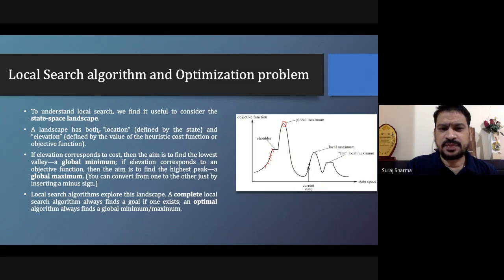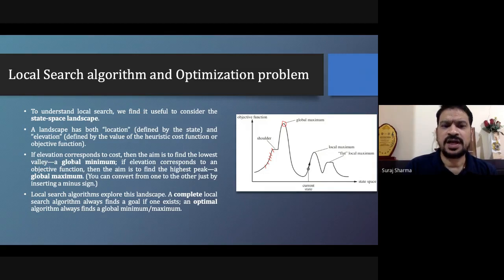A landscape has both location and elevation. Here we have different locations defined by the state, and elevation. This is an elevation, and this is again an elevation. Elevation means how we are going up in that direction, defined by the value of the heuristic cost function or the objective function. The objective function or heuristic function gives you the cost, and that cost is nothing but your elevation. If elevation corresponds to cost, then the aim is to find the lowest value.